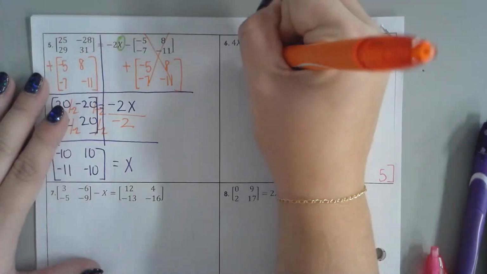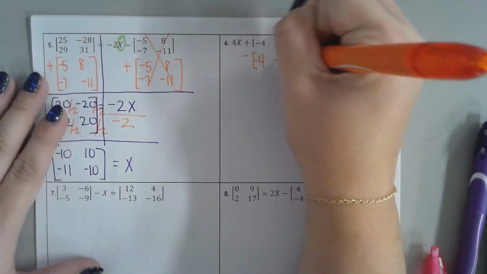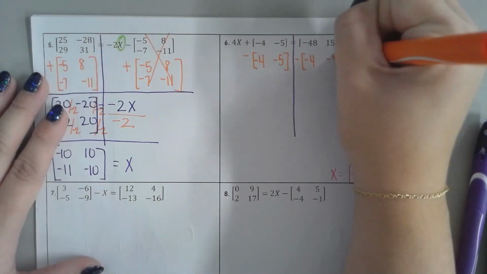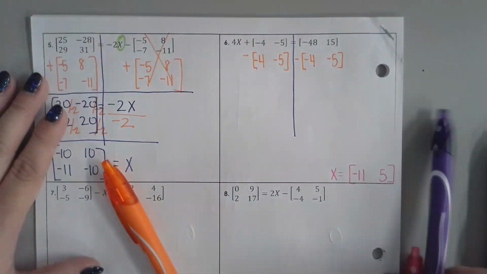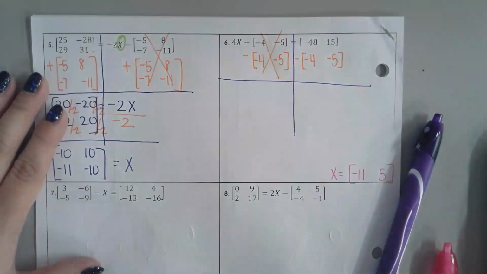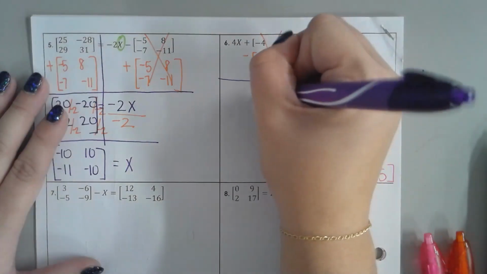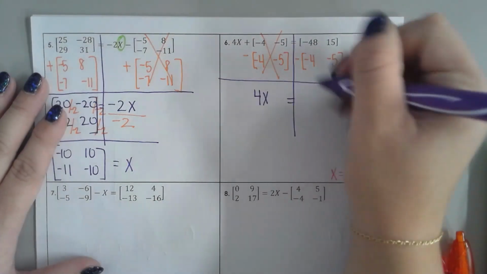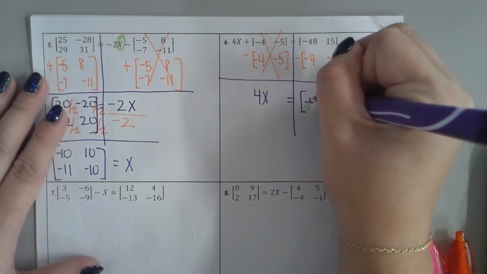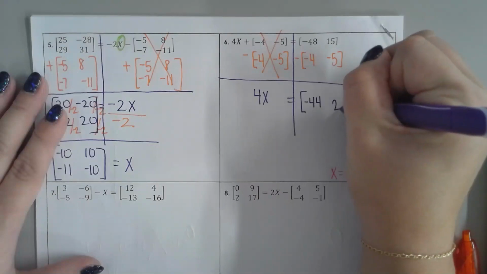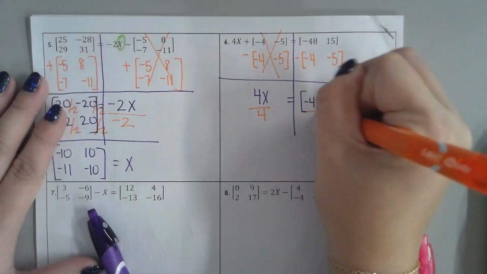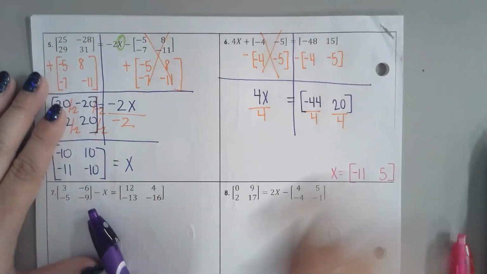You subtract this matrix from both sides. Those cancel. And you get 44, negative 44, and 20. And then you divide by 4. And then you end up getting x equals negative 11 and 5.